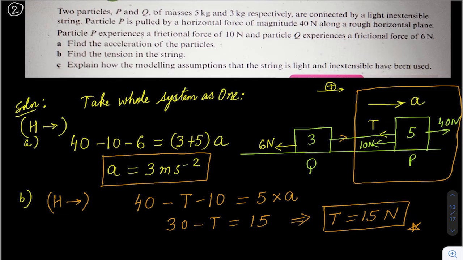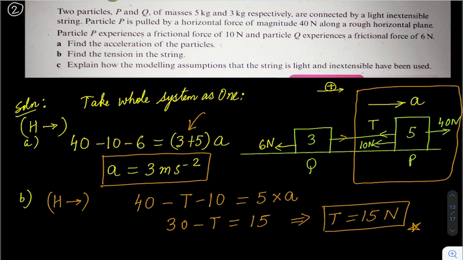And mass is also negligible, because if the string is light, then when we consider the total mass, we considered only particles P and Q. We didn't consider the string mass because we are assuming it's light, so its mass is negligible.